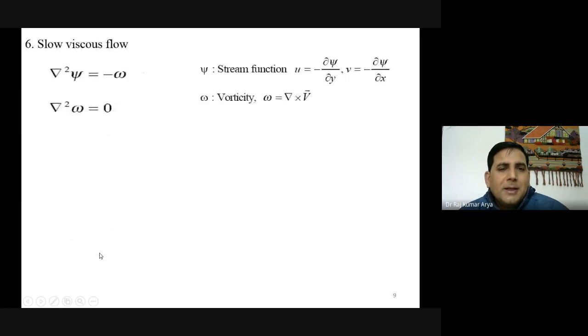Then finally you have slow viscous fluid. You have psi, that means the stream function, omega is the vorticity. So those are given like this actually. The first one would be treated as a Poisson equation. Second one would be treated as a Laplace equation.